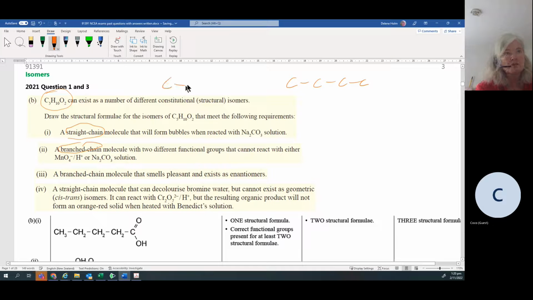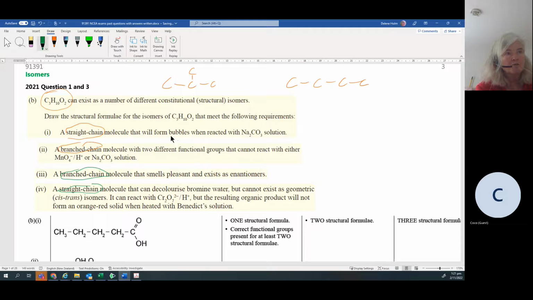Branch chain means that you can't go along without jumping. And here you've got to go up and then down. So the moment you've got to jump, it's branch chain. So that is important. Always look to see, is it straight or branched? So you'll see here's another one that's branched, and here's another one that's straight. And then you've got to look to see what the property is.